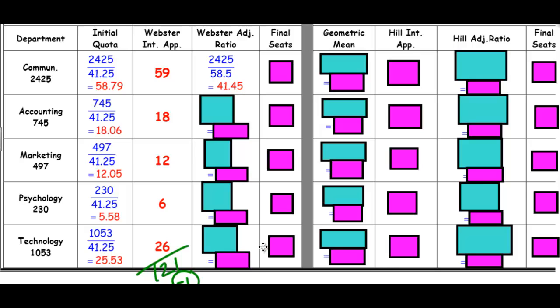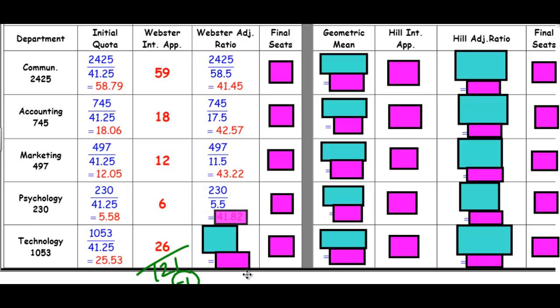That gives us 41.45. Over here we'll have 745 divided by the initial 18 minus 0.5, so that's 17.5. It gets me 42.57. Marketing, 497 divided by the initial 12 minus 0.5, so that'd be 11.5. That's 43.22. Psychology, 230 divided by the initial 6 minus 0.5, so it'd be 5.5. That's 41.82. And technology is 1053 divided by 25.5.